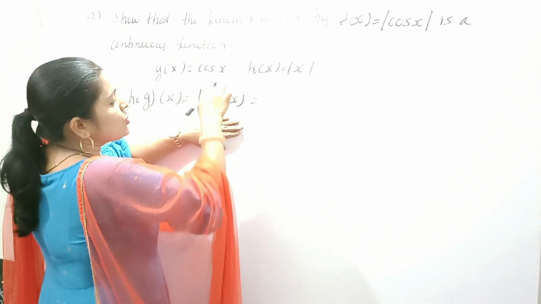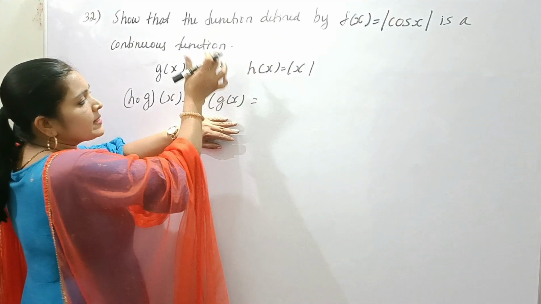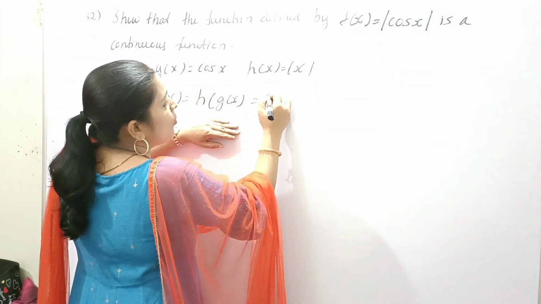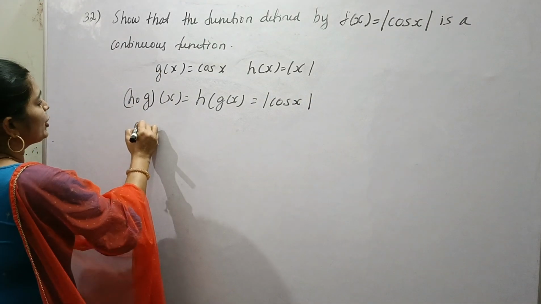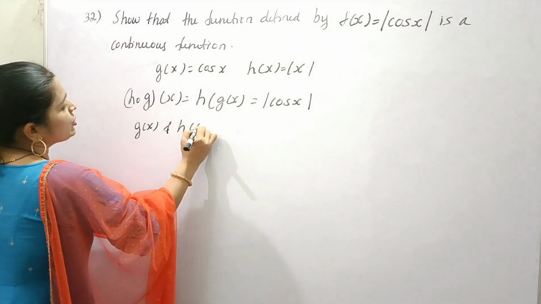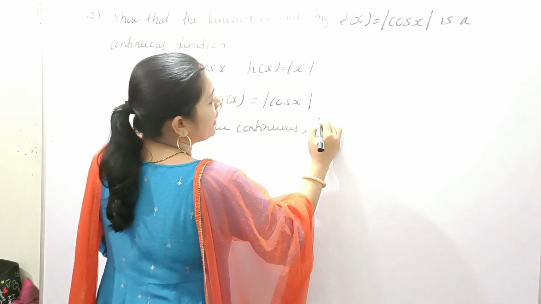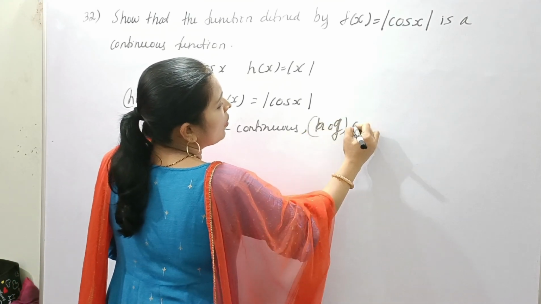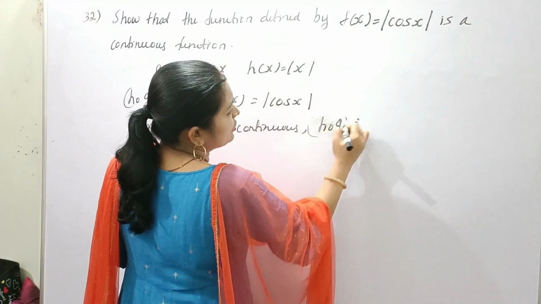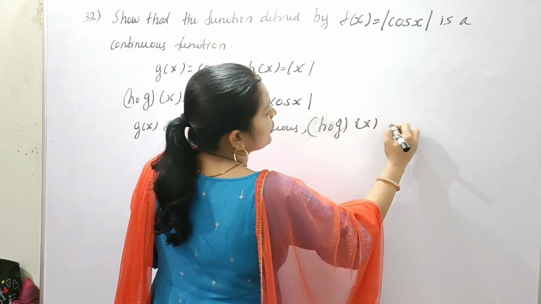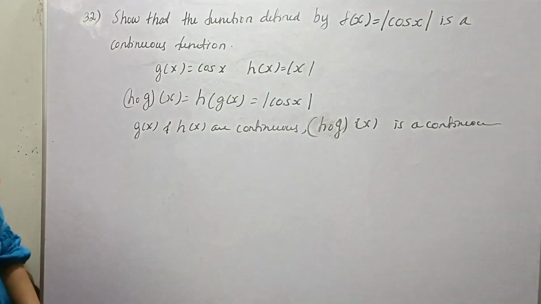So what is h composite g of x? That is h of g of x, right? What is g of x? Cos x. So h of x is nothing but modulus x, so in place of x we have to put cos x. That is h of g of x, so modulus cos x. So here g of x and h of x are continuous. Therefore, h composite g of x is also a continuous function.